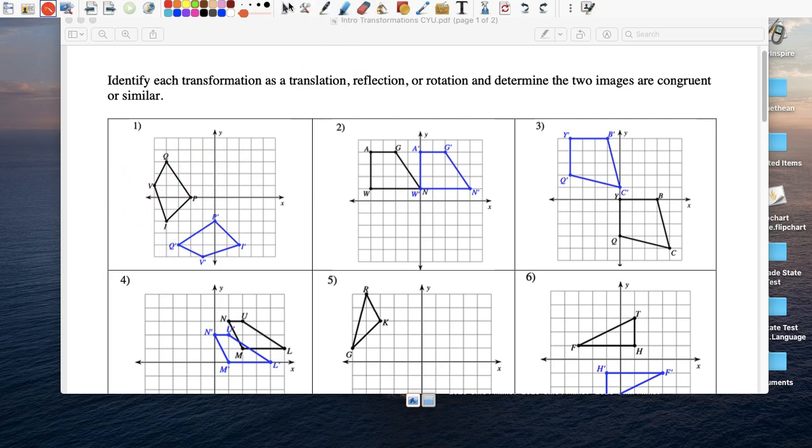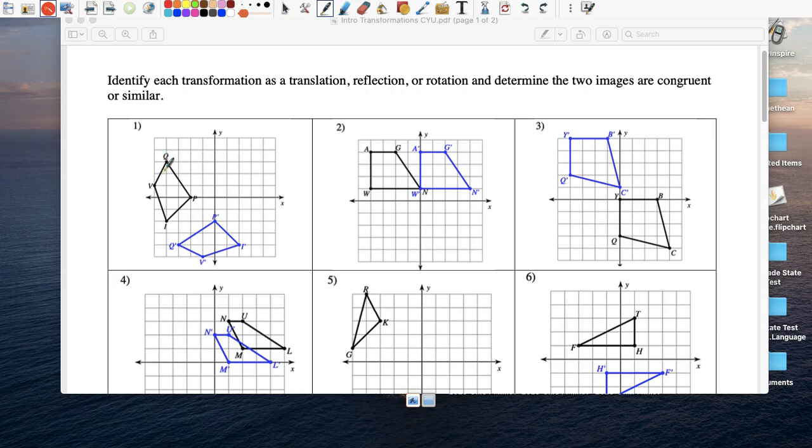So what happened to this one? If it was a translation, and let me draw the shape somewhere over here, all a translation does is move the shape around like this, left and right, up and down, but it keeps everything else the same. Notice that if I took this shape and put it on top, they are not in the same direction, so it was not a translation. Is it a reflection? No, it's not a reflection either. So the only other possibility is a rotation.